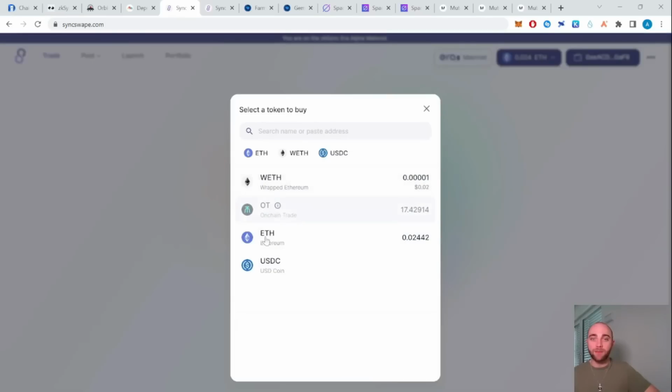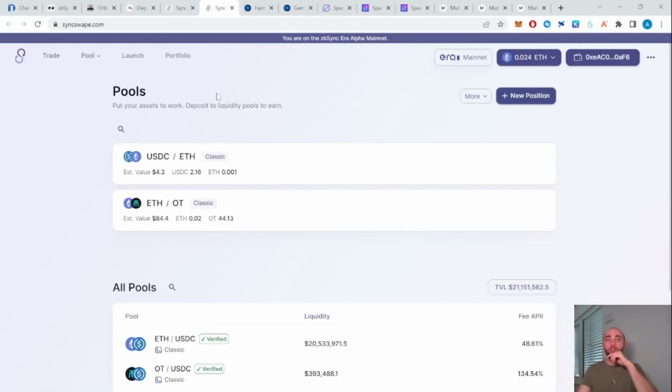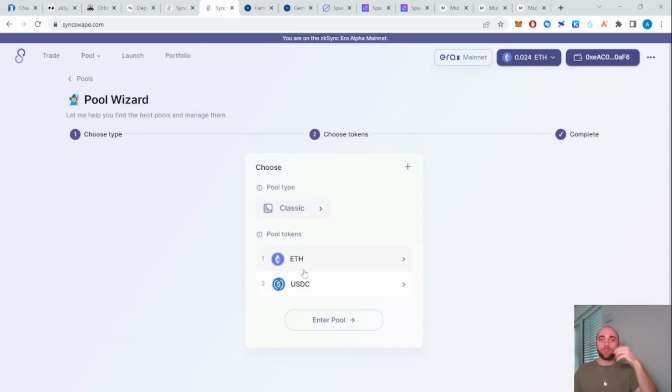You can also buy some USDC. And again, I also bought a tiny amount of OT because I'm just having some tiny funds with this network. Not that I have a huge amount of money, but we're getting there, my friends. So anyways, you just swap some Ethereum for USDC or anything, and then you want to create a new pool. So just click on new position and you basically add your tokens to the pool.